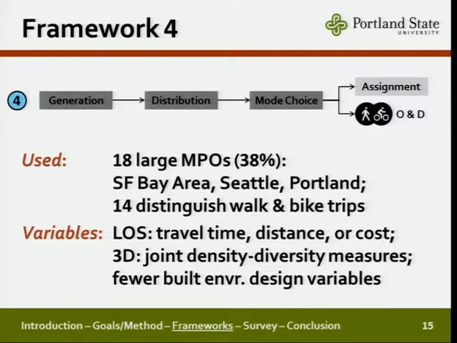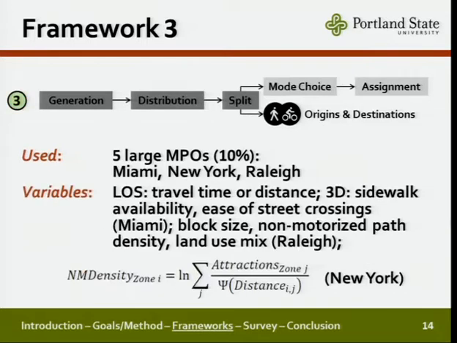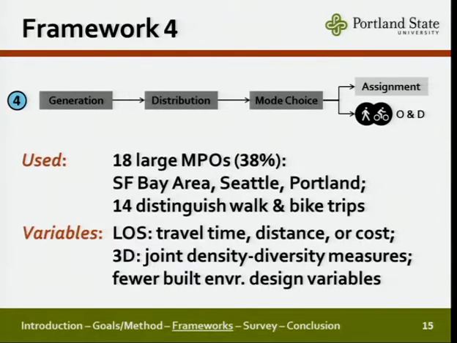Portland does this, as well as Seattle and San Francisco, many others on the West Coast as well. We see some of the same level of service variables being used, typically travel time, but sometimes distance or a generalized cost. We also see some built environment measures being used, but less varied than in Framework 3, where we saw quite a few different kinds of measures of the built environment, like non-motorized path density. We tend not to see that in Framework 4. They tend to be more just intersection density or a couple other mixture variables, things that measure the joint variable of density and diversity, which I'll come back to in a little bit.